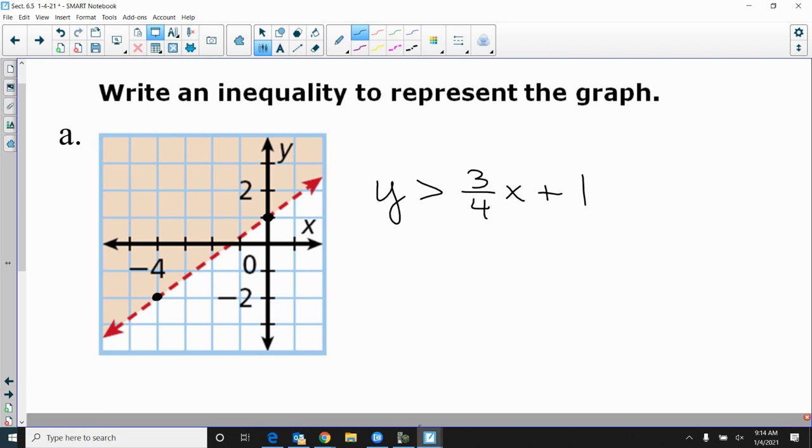All right, take a look at part B. See if you can figure out what part B is.